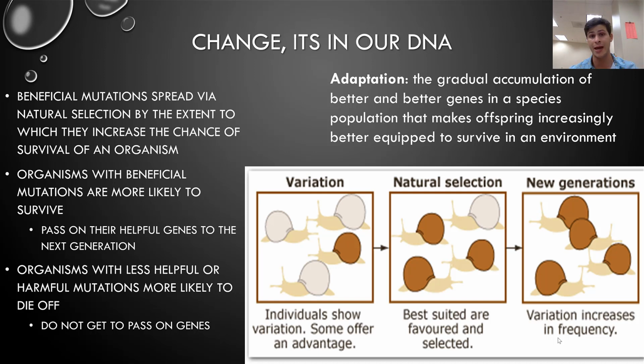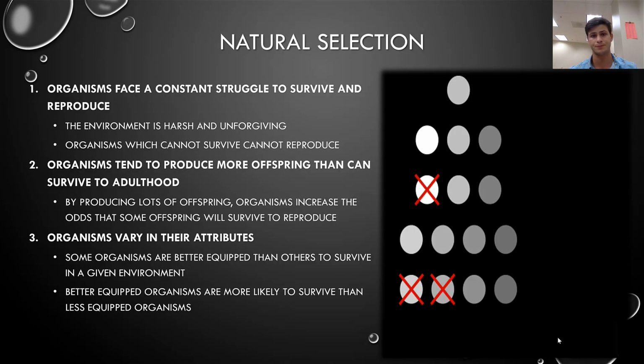So we keep in mind that, again, individuals cannot evolve. They were only born a certain way. Populations over time, like we've just seen, are what are actually evolving.